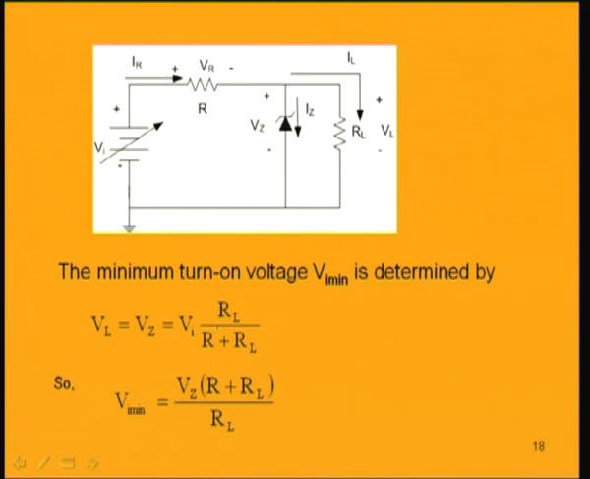For the Zener diode to be on, what will be the corresponding VL, Vi, that we are finding out. So, Vi minimum, cross multiplying from this expression, is equal to Vz into R plus RL by RL. So, the minimum value of input voltage must be this one.